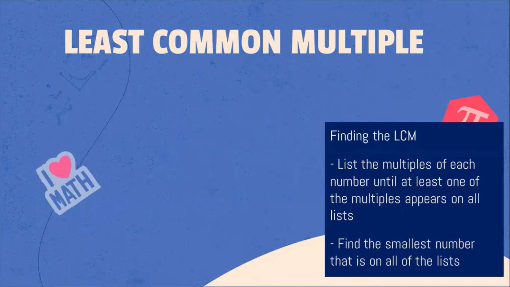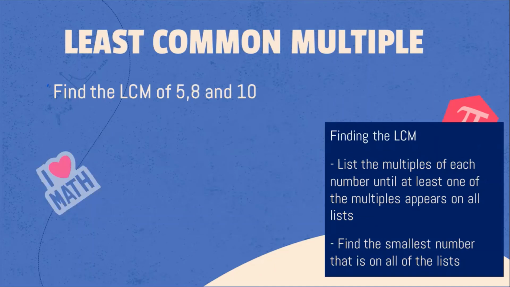You try this one on your own. Find the least common multiple of 5, 8, and 10. The process is to simply list down all the multiples of the given numbers. Then we will look for the common multiples, but the least common multiple will be the final answer. You try this one on your own.